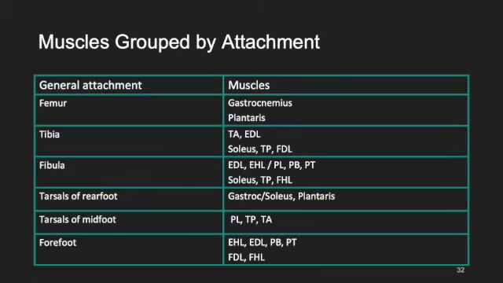So in looking at attachments now, understand the differences and understand all of the commonalities between each of the attachments. Take a look at what attaches to the back of my femur. Gastrocnemius and plantaris. That should give you some clues of what those muscle functions are. What attaches to my tibia? What attaches to my fibula? What attaches at my tarsals? Again, those should all give you a lot of clues.